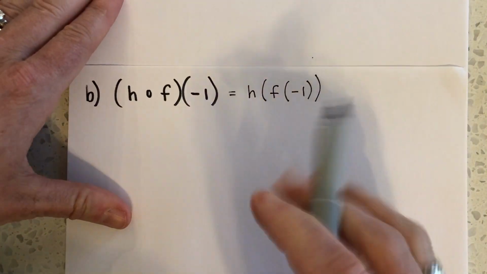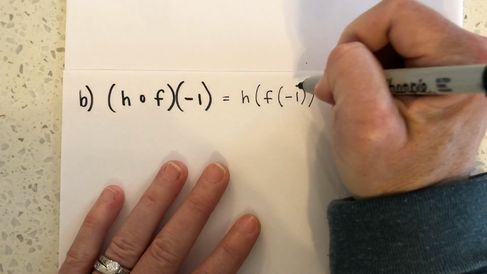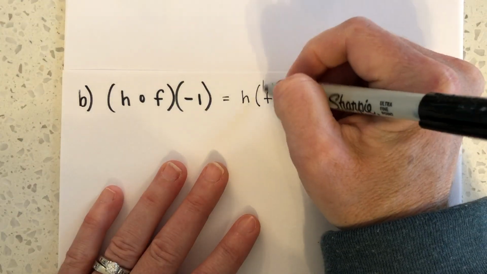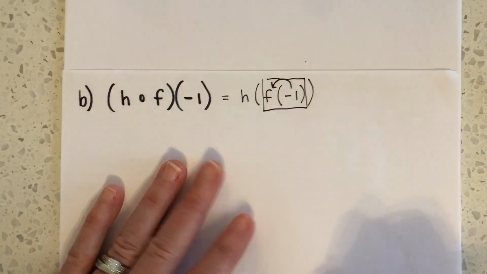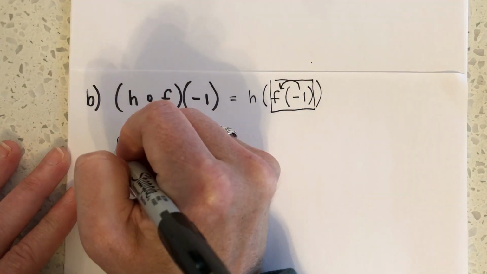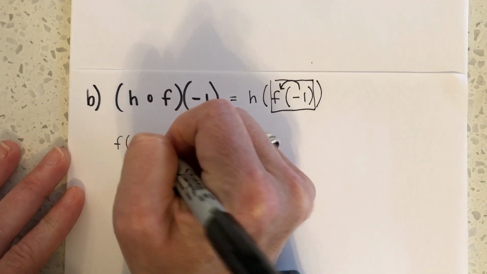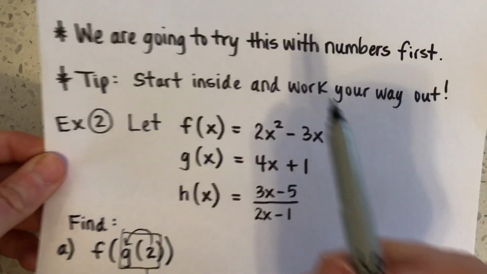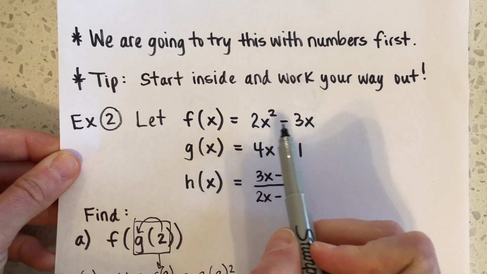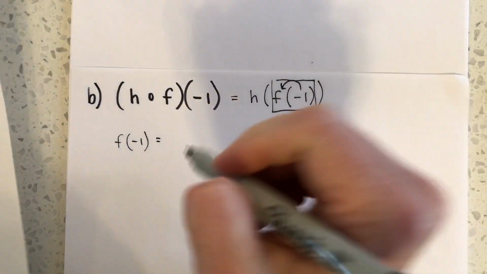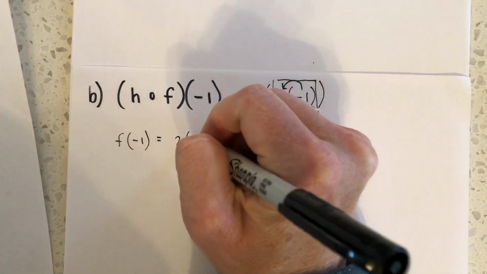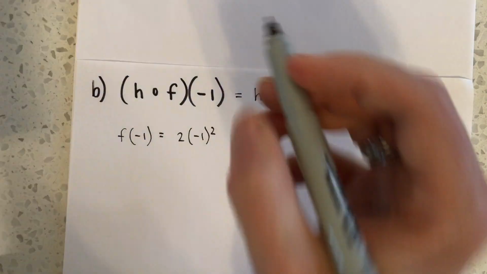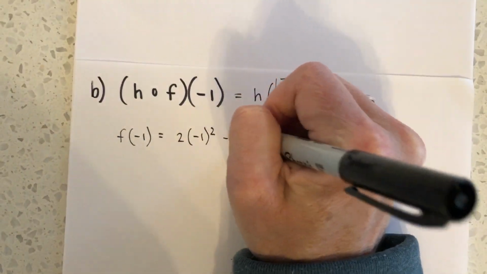So we're going to work from the inside out. First we're going to take -1 and plug it into f. So that means we have to find f of -1. Let's go off to the side. F of -1 means we have to go to function f and plug -1 in for the x's. So that's going to be 2 times -1 squared, and then minus 3 times -1.